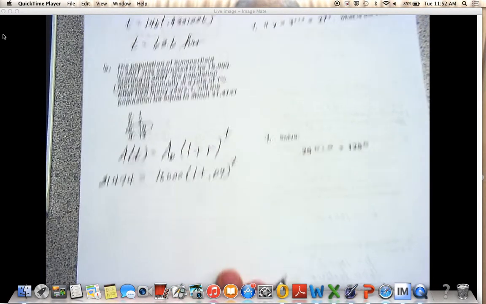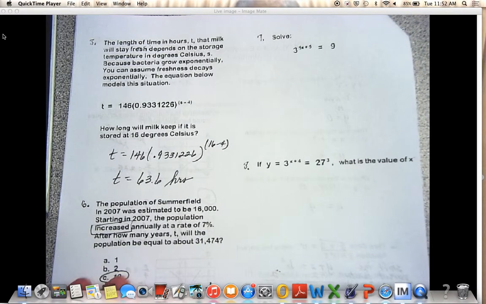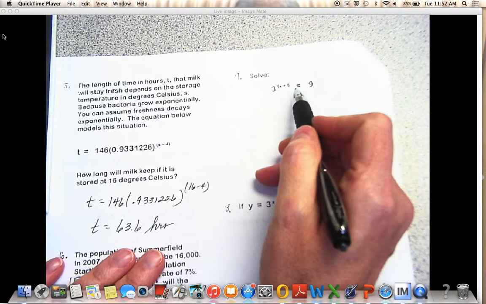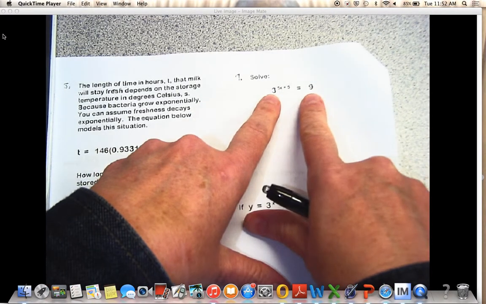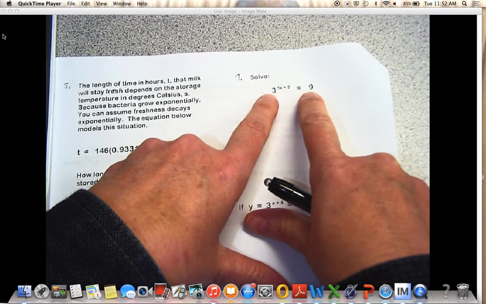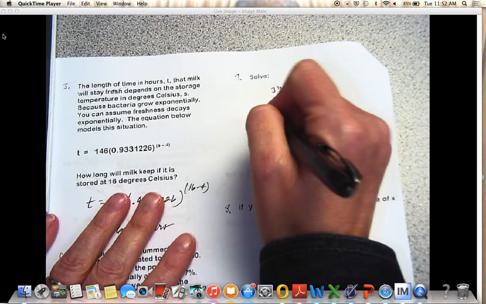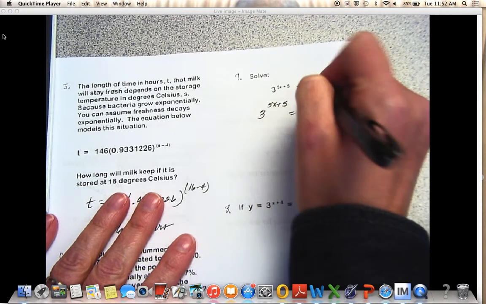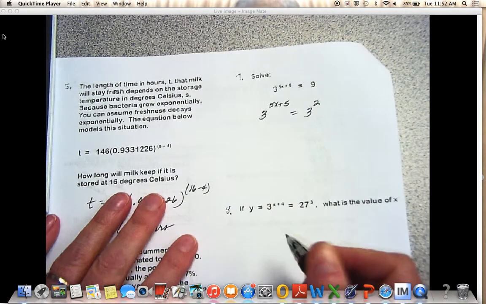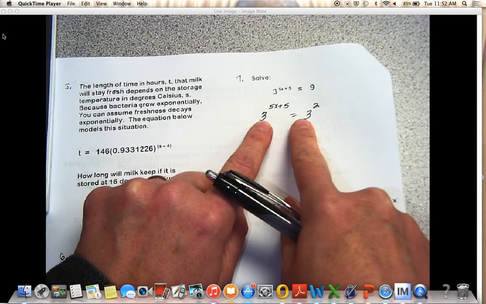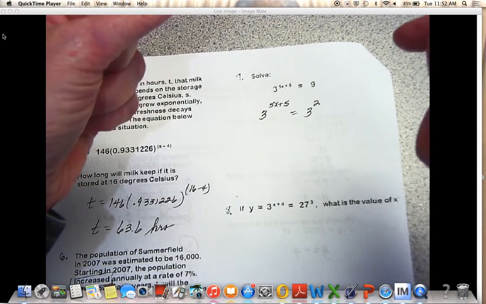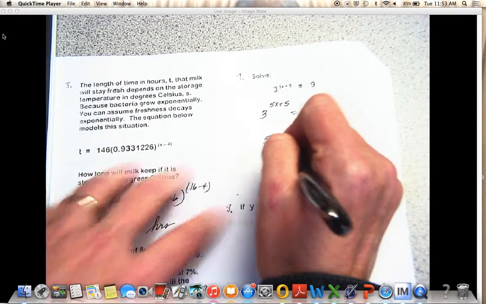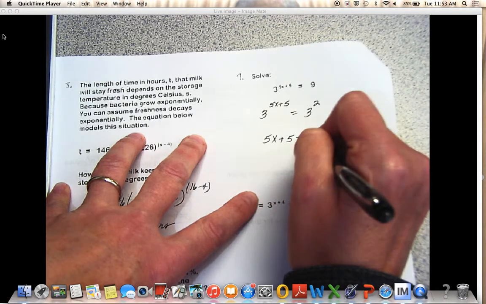Numbers 7, 8, and 9, these we're going to actually solve. On 7, it has 3 raised to the 5x plus 5 equals 9. What was the trick for solving these? What would have to be true about these base numbers? They have to be the same. Alright, so I'm going to leave it as 3 to the 5x plus 5. 9 will change to 3 squared. Once the bases are equal, you put the exponents equal to each other. It's kind of like the bases disappear. And we're going to solve 5x plus 5 equals 2.